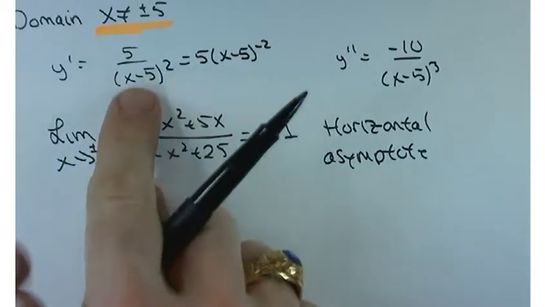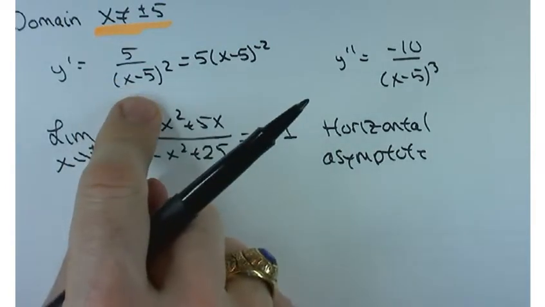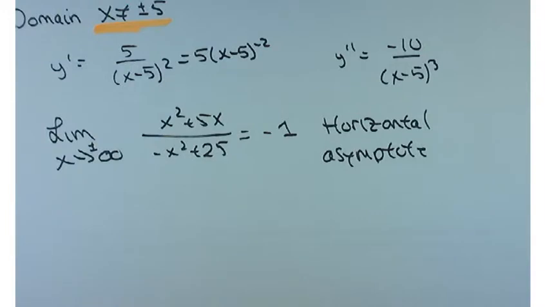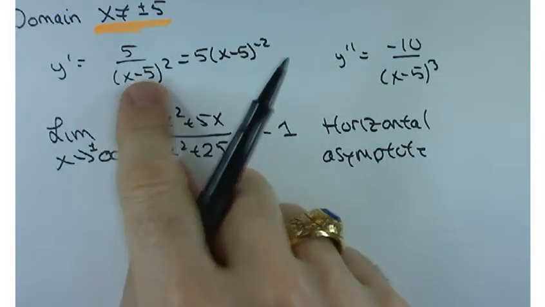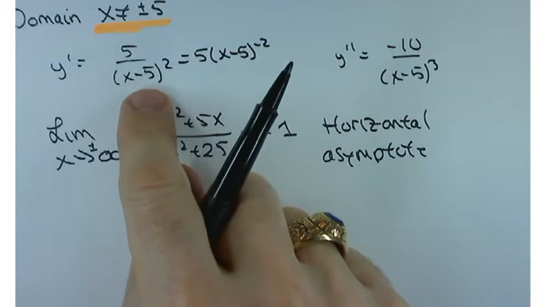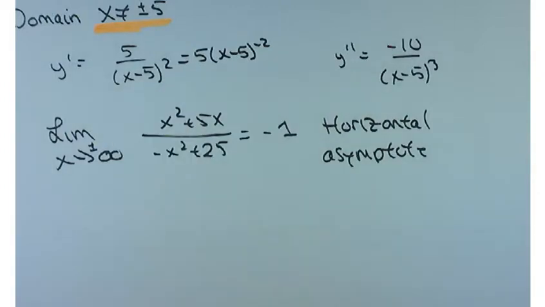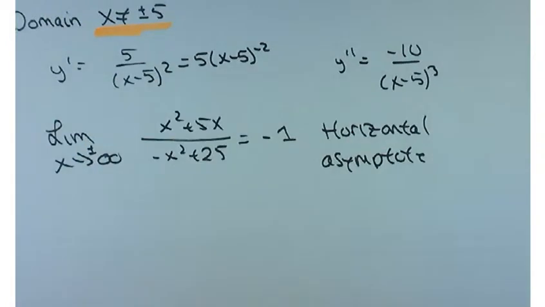Now our derivative, write it either way you want, 5 over (x minus 5) squared. Your derivative can change sign where the numerator equals 0 or where the denominator equals 0. Okay, that means we have to test points on either side of 5. If 5's not in the domain, we still have to test points around it because this function could change signs around it.